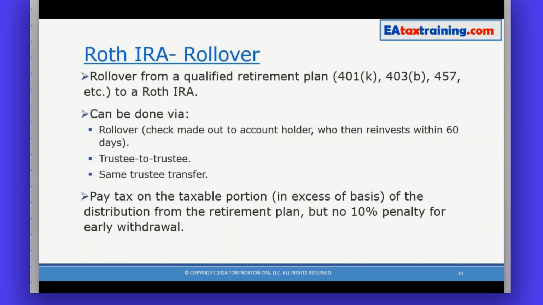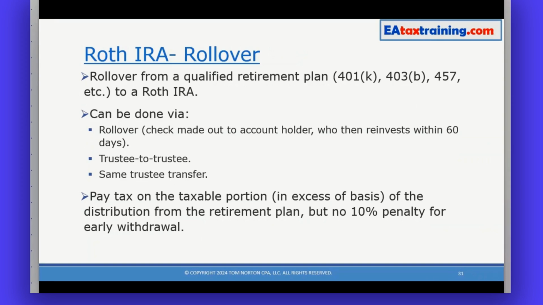You can also do a rollover from an IRA or other qualified retirement plan, such as a 401k or 403b or 457 plan, to a Roth, and it is the same rules that we talked about before. Do it the same way that you did the other rollovers, and you're going to pay tax on any taxable portion, but you do not have to pay the 10% penalty on early withdrawal.